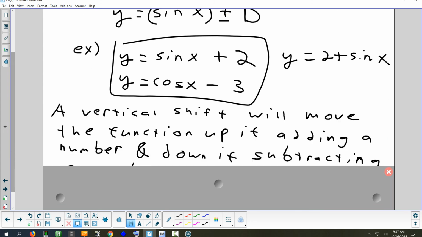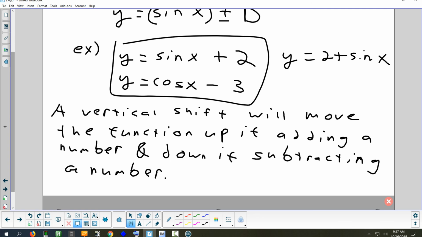All right, so now we'll summarize what we just said. If you see addition, it moves it up. If you see subtraction, it moves it down. And how much does it move up or down? Depends on how much you add or subtract. If you add 5, it goes up 5. If you add 3.5, it goes up 3.5.